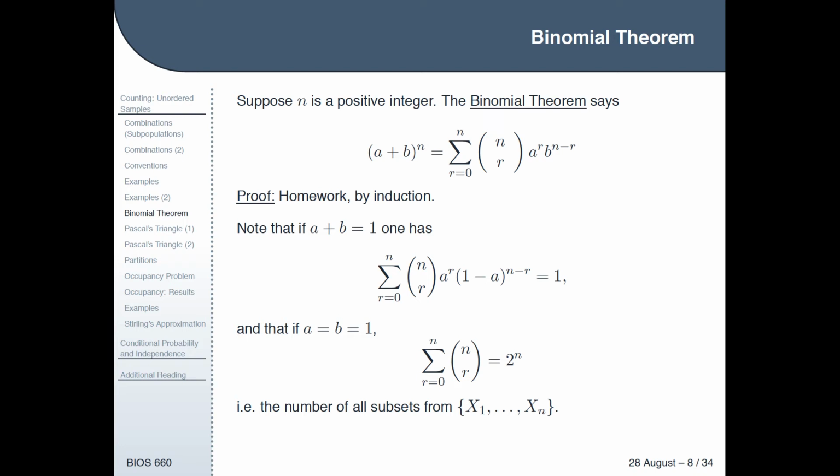And also, if we let both a and b equal 1, then you get the sum from r equals 0 to n of n choose r is equal to 2 to the n, which implies that the total number of possible subsets of x1 to xn is equal to 2 to the n, because it would be the sum of the number of subsets of size 0 plus the number of subsets of size 1 plus the number of subsets of size 2 and so on. So hence the famous result that the number of possible subsets of a set of size n is 2 to the n.